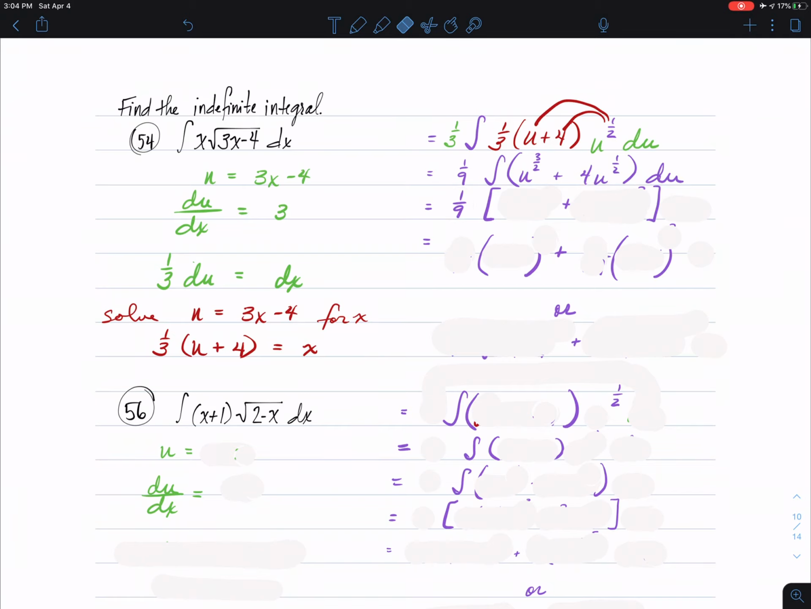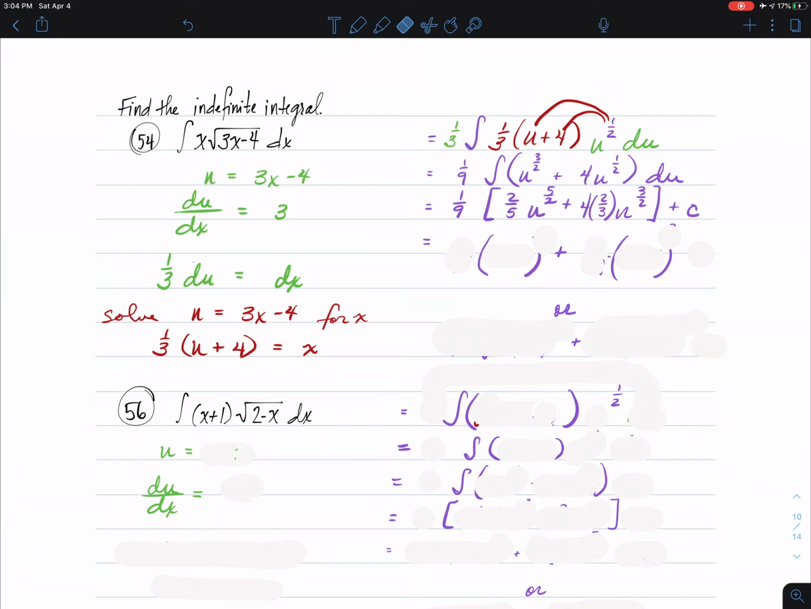So the integral of the first term is going to be 2/5 u to the 5/2. And the integral of the second term will be 2/3 u to the 3/2. And then don't forget there's already a 4 out there. Don't forget your constant. All right, so then let's just clean this up and we'll be finished.